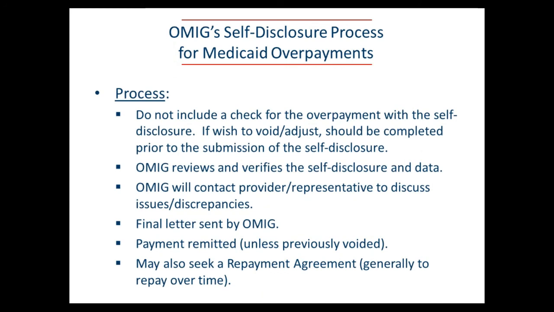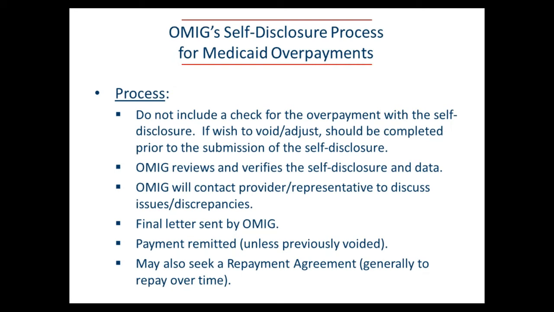So here are some practical tips, practice pointers. Generally, we don't include a check for the overpayment when we submit it. Our submissions, when we're working with clients, typically include the claims information and an explanatory cover letter. The OMIG does technically allow voids or adjustments, but they want that done prior to the self-disclosure. The reason they don't want you to submit a check is what OMIG will do upon receipt of the disclosure is review it and verify both the disclosure itself and the data, which they check against the Medicaid data warehouse.